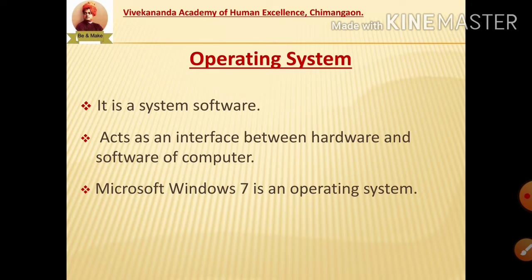Microsoft Windows 7 is an operating system. Now in this lesson we are going to learn about Microsoft Windows 7 operating system. This operating system generally uses a graphical user interface, also called GUI. Now what is meant by GUI? GUI means the operating system uses graphical components such as icons, dialog boxes and menus to interact with user.